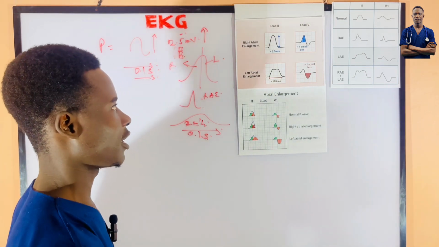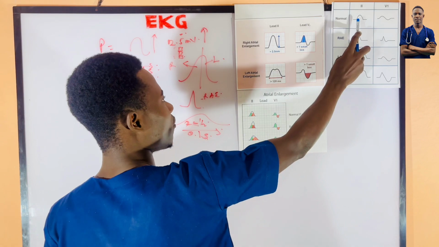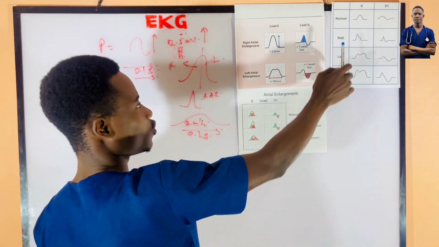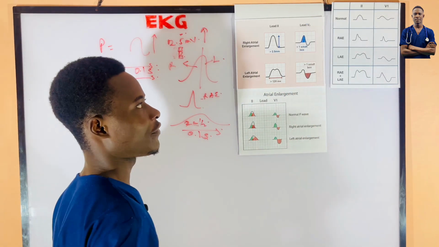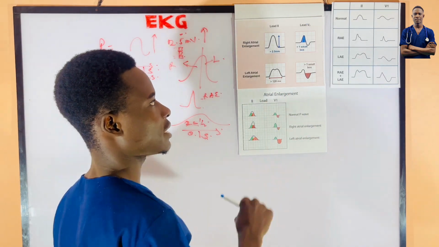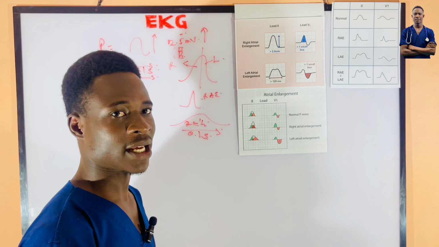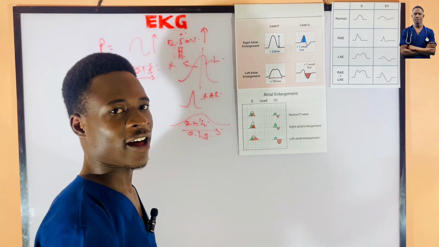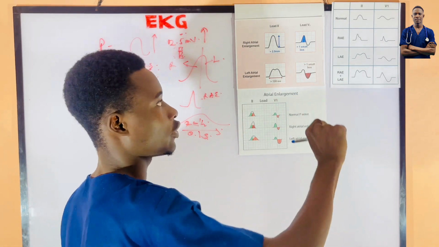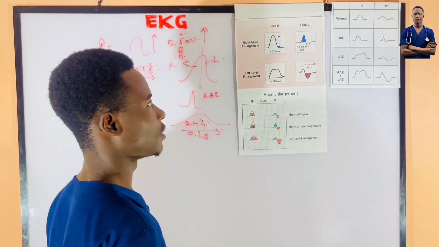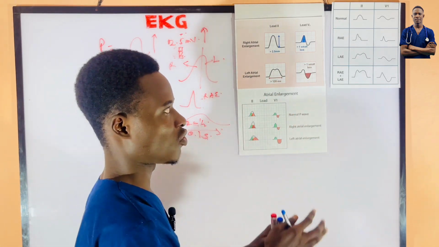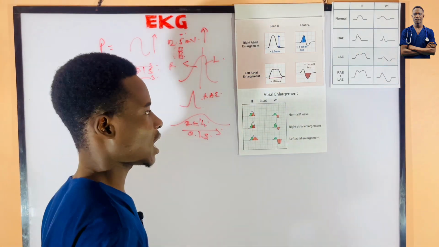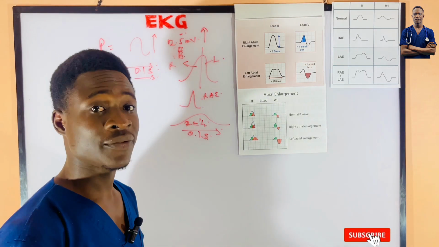Now let's look at something here. This is a normal P wave. This height is equal to 2.5 millivolts, and then the width is equal to 0.1 seconds. Or the height is equal to 2.5 boxes, and then the width is also equal to 2.5 boxes. So we say it is normal. Now, when it is a biphasic, how are we going to identify it?